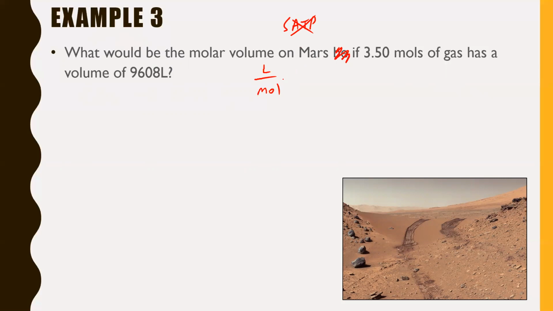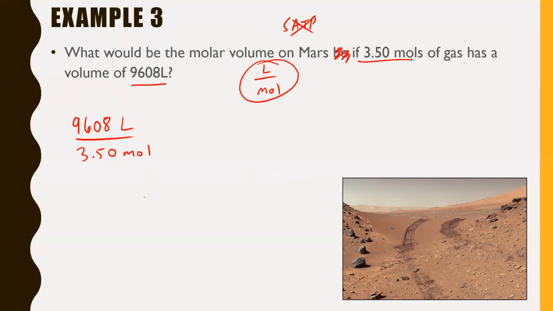All right. Hopefully you were able to get this. If you weren't able to get it, you can watch as I do this and you'll go, oh, really? It was that simple, huh? Well, remember what I said. Molar volume is liters per mole. Notice we know how many liters of gas we have. Notice we know how many moles of gas we have. It's just liters per mole. So in other words, 9,608 liters divided by 3.50 moles.